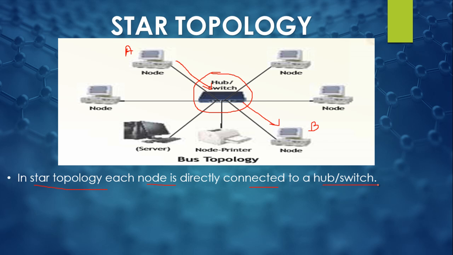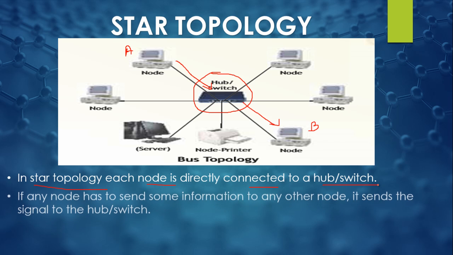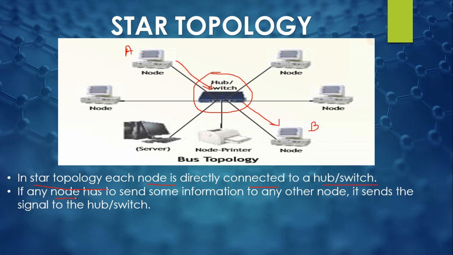So either it could be a hub or it could be a switch. Okay, so if a hub is installed in the center, all the nodes are connected through the hub, or if a switch device is set, then all the systems are connected with the help of the switch. If a particular node wants to send some information to another node, then it sends the signal to the hub or a switch. Okay, so as I told you, if A wants to send some data to B, then it sends the data to the hub or switch.